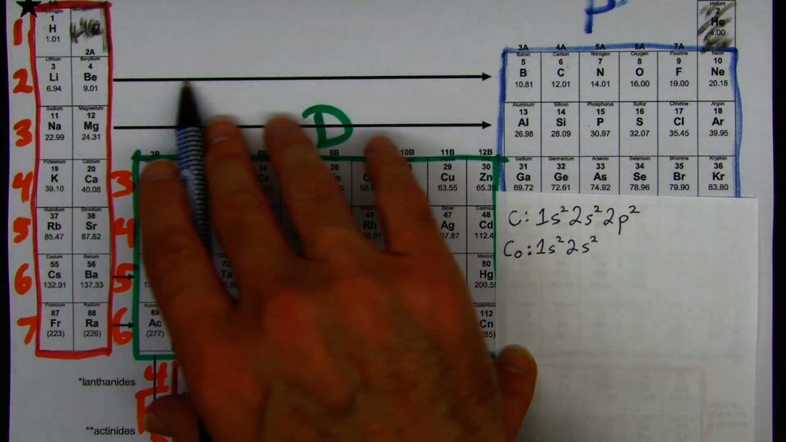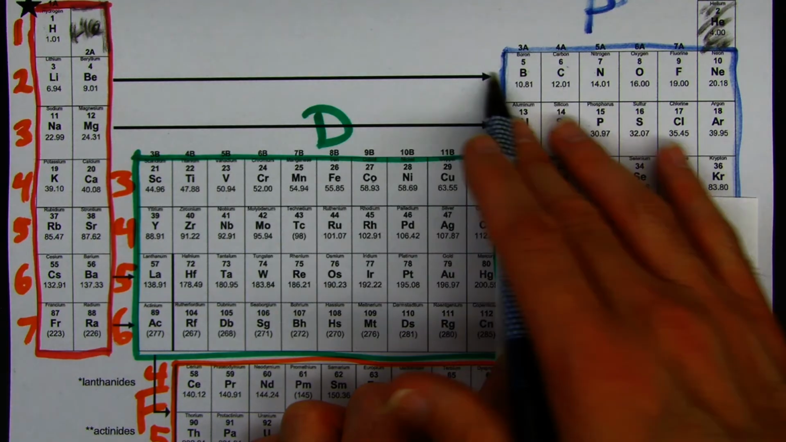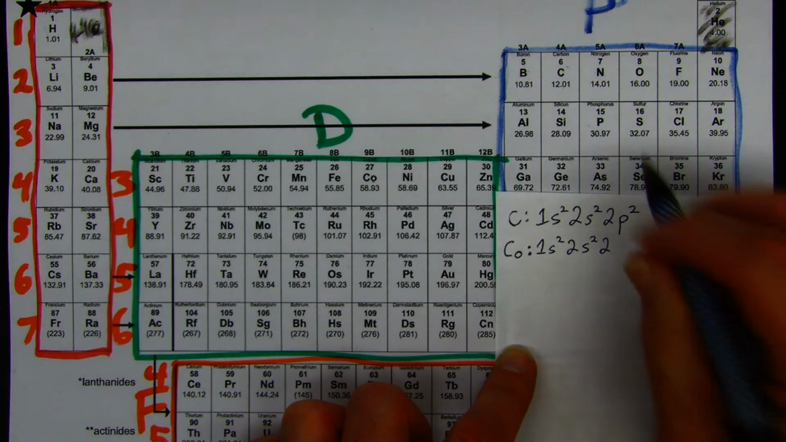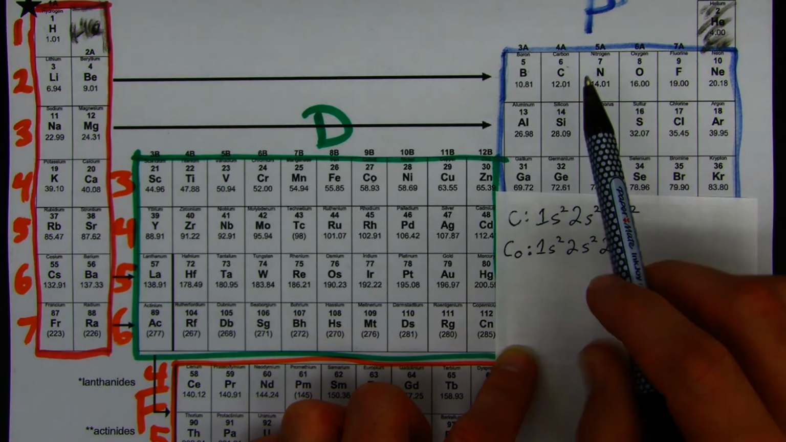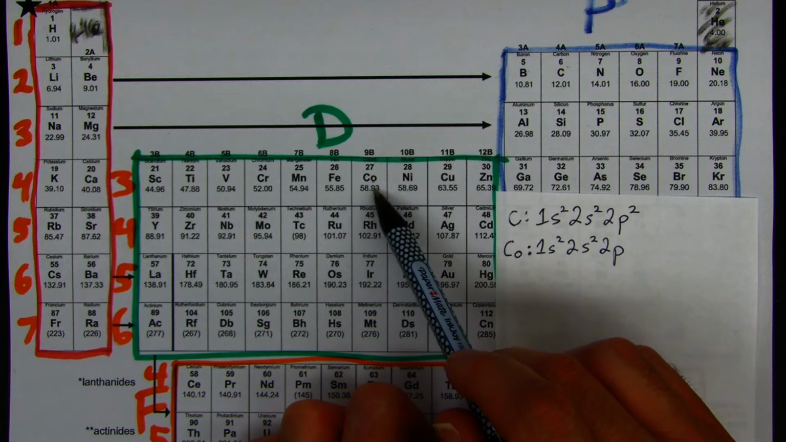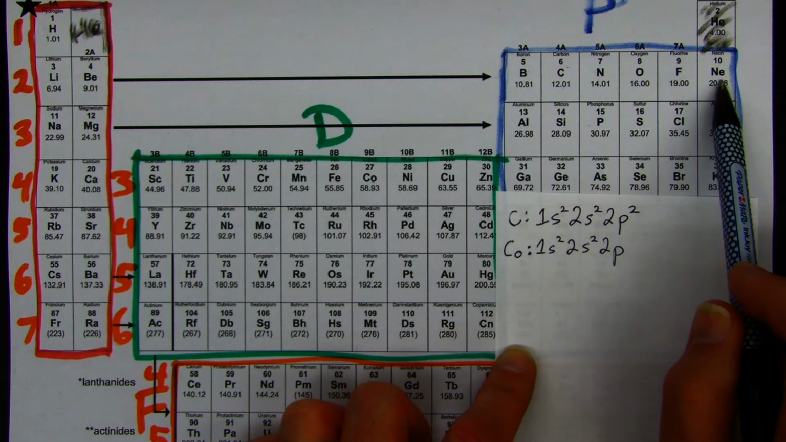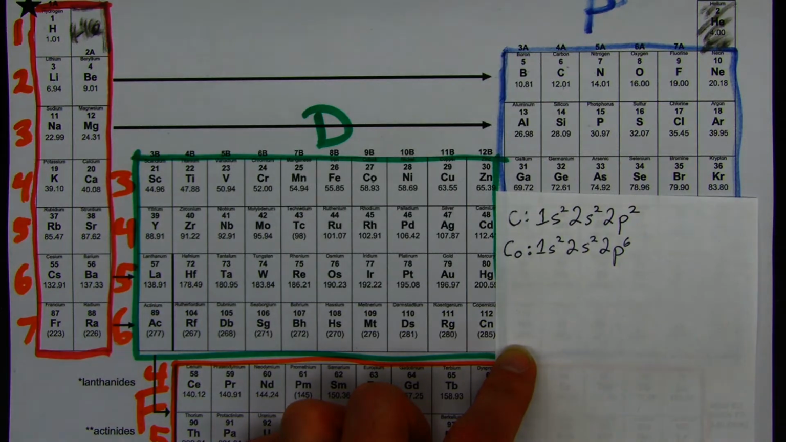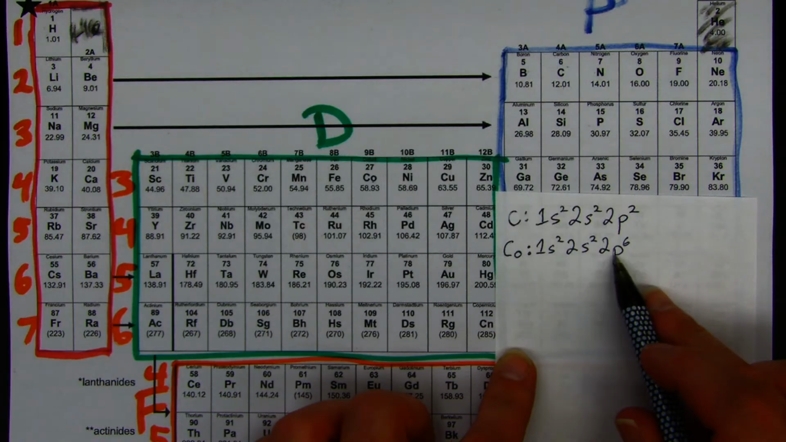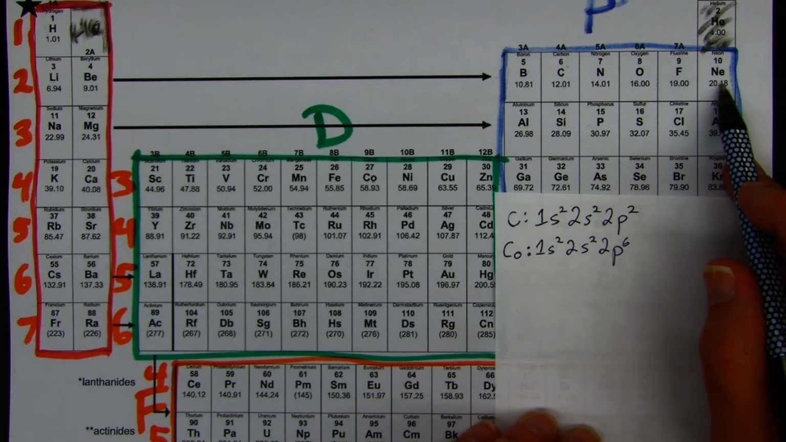And I jump over now. I'm still in the second row, second period, so that's still a 2. So it's going to be now 2p because now I'm in the p block. And I have to get to cobalt. So I got to go through all of these, 1, 2, 3, 4, 5, 6, all the way to 10. So that's going to be 6 electrons in the p sublevel, second sublevel. Now I'm all the way over at neon. So I got to keep going because I got to get to number 27. I'm only at number 10.